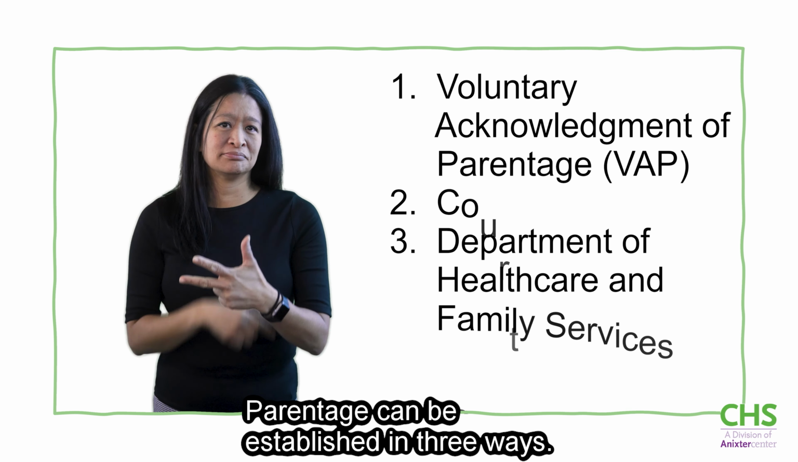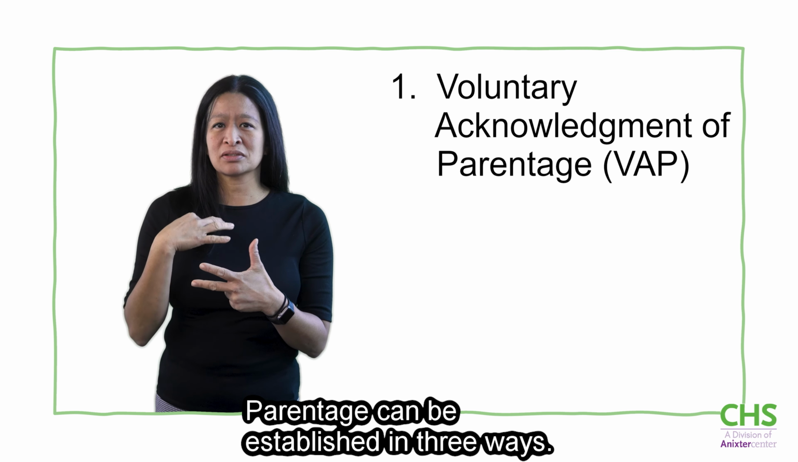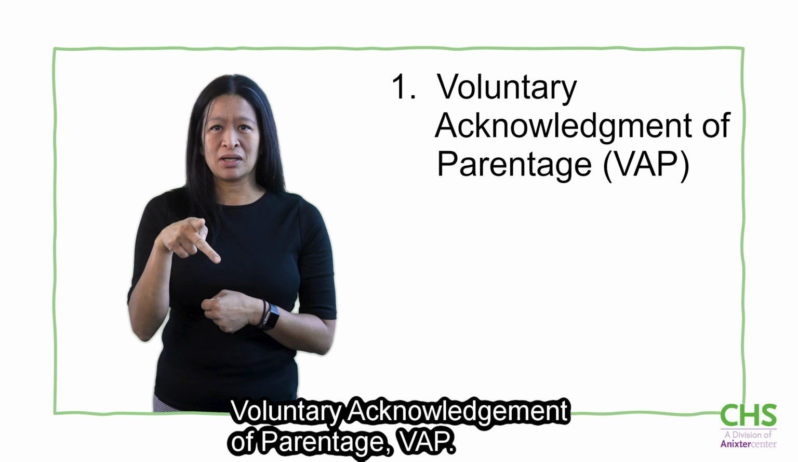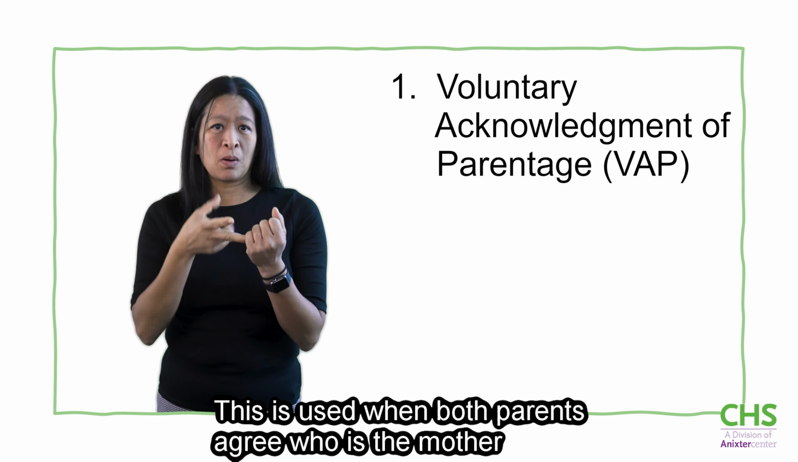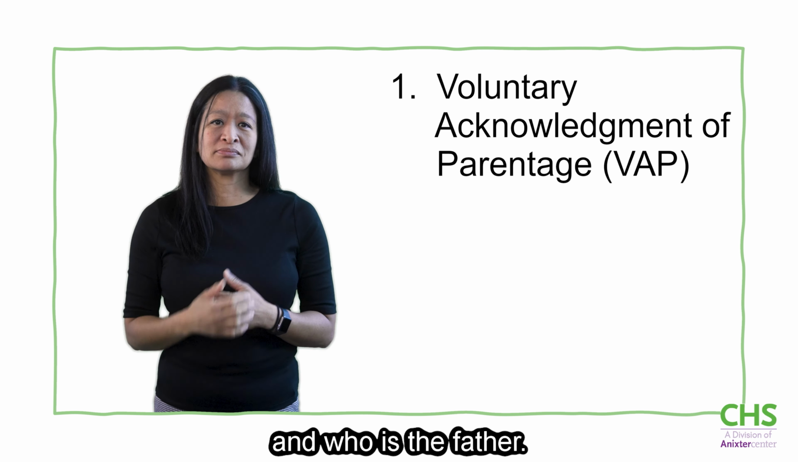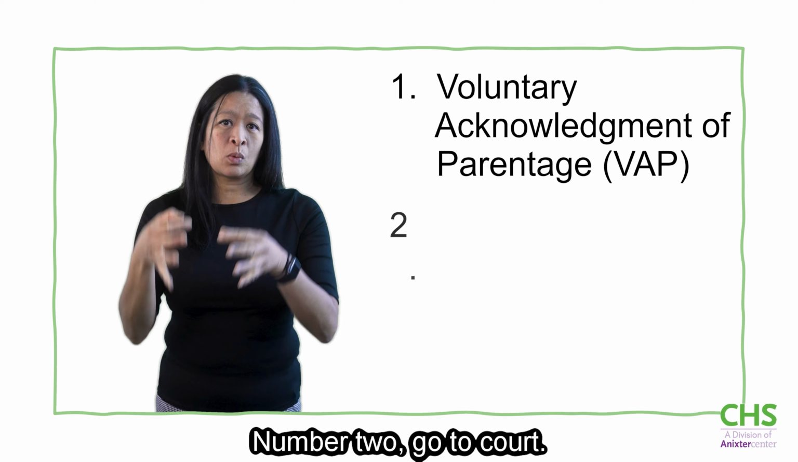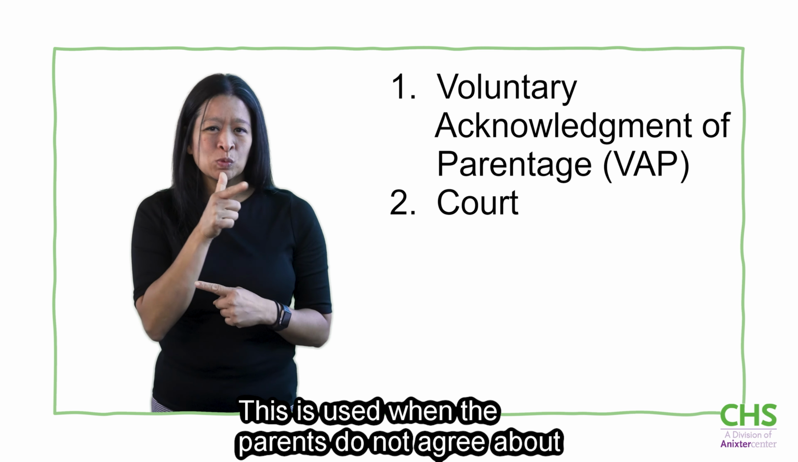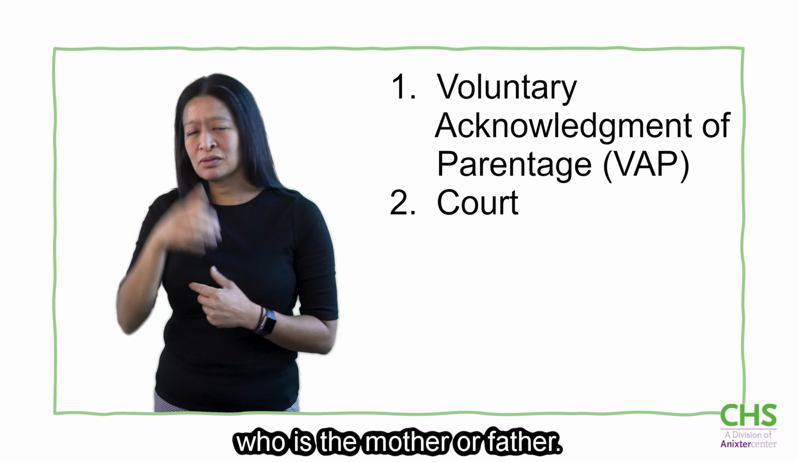Parentage can be established in 3 ways. Number 1, voluntary acknowledgement of parentage, VAP. This is used when both parents agree who is the mother and who is the father. Number 2, go to court. This is used when the parents do not agree about who is the mother or father.